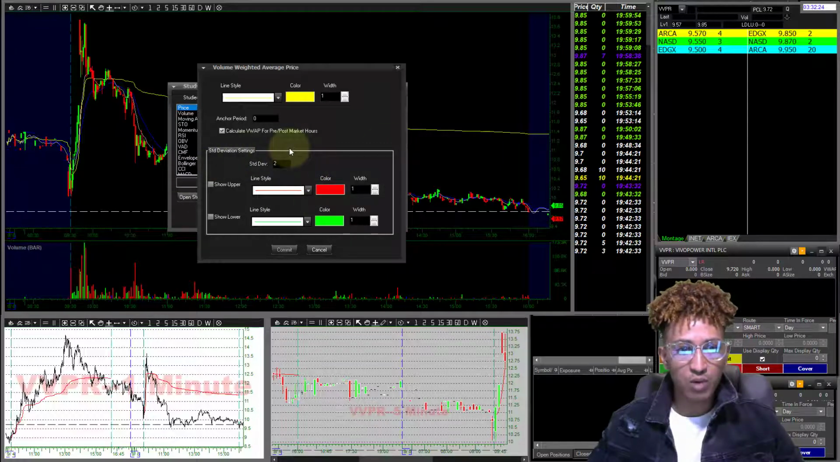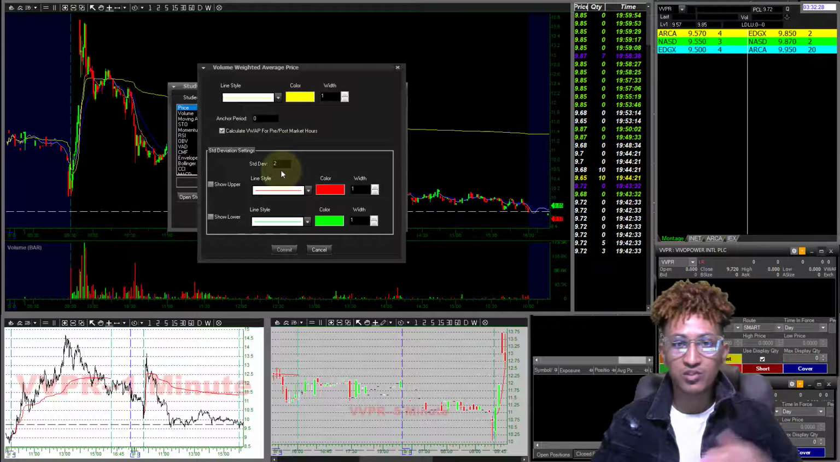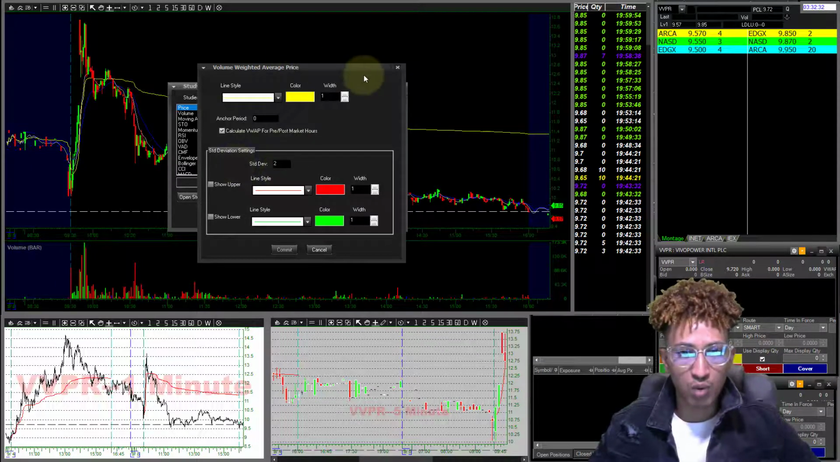This is the setting for VWAP. You have the upper band and lower band. I personally don't use those. I personally just focus on the middle one, the real VWAP price.